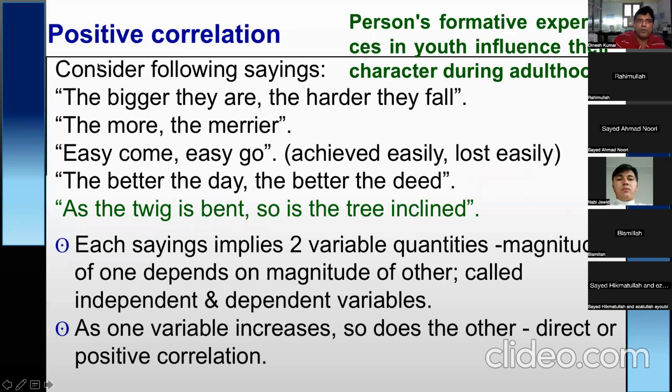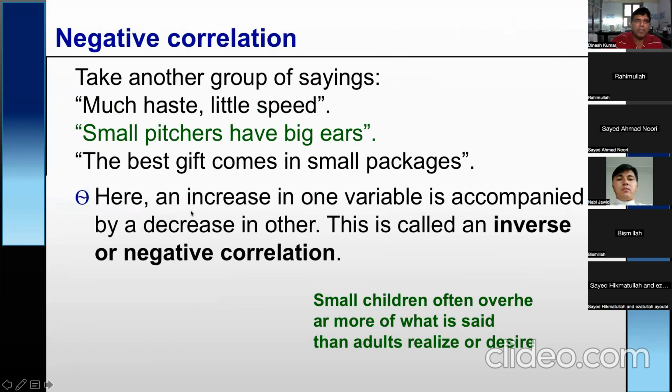Now see positive correlation. Consider the following sayings: the bigger they are, the harder they fall. The more the merrier. Easy come, easy go. The better the deed. In all these sayings, you are saying that one is affecting the other. You can study it later. There are some other proverbs. These are called proverbs.